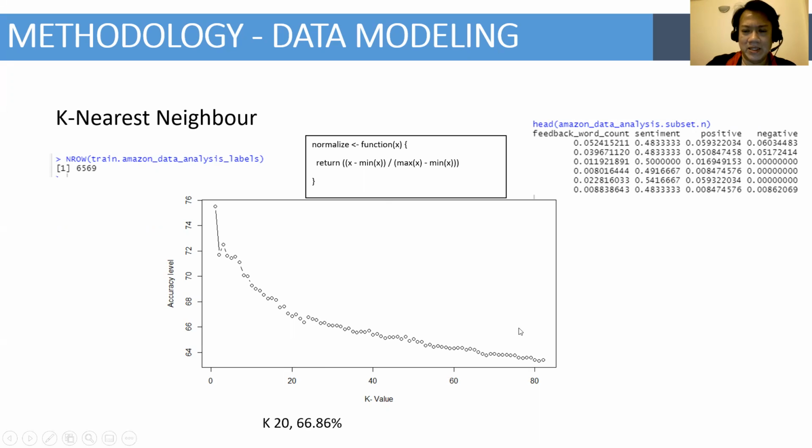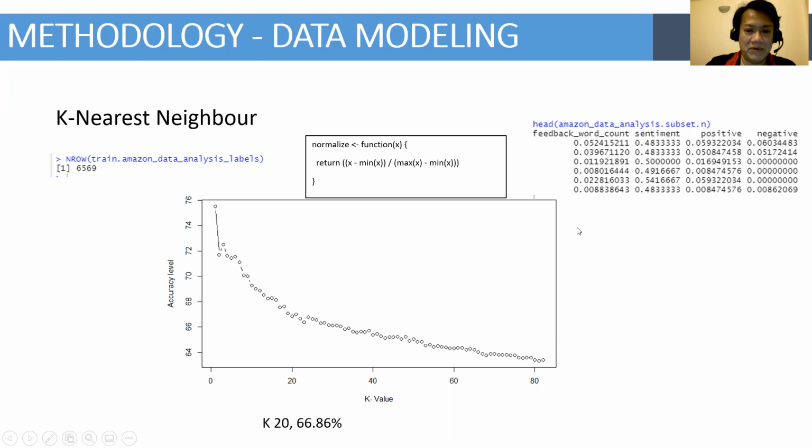I guess the reason here is due to the conflicting values, which come from the sentiment as well as the positive or the negative value. So I think in the future, if we were to do any more testing, the best features we should be using are the feedback word count with either the positive or negative, but not everything together. Yeah, this is more on the data modeling using the K nearest neighbor.